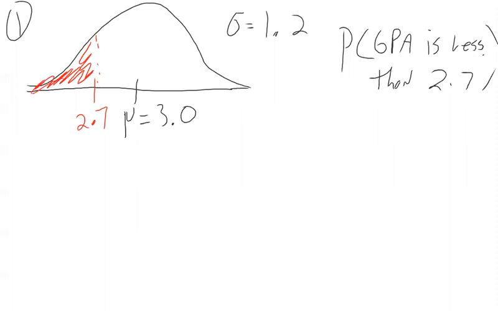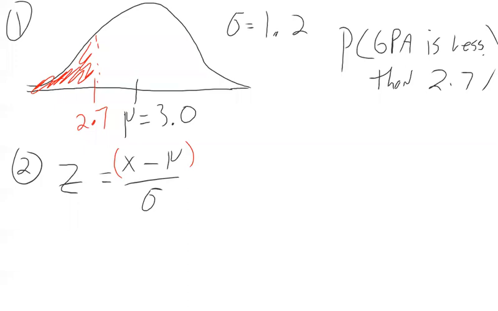Last class, we were doing stuff that was always centered at 0 with a deviation of 1. We are no longer centered at 0 with a deviation of 1, which is typically what happens in a lot of real world applications, right? So step 1, we still draw our picture. Step 2, we now find our z-score. Remember, z equals x minus mu all over sigma. Again, I recommend you add parentheses. So then we get 2.7 minus 3.0, all over 1.2.